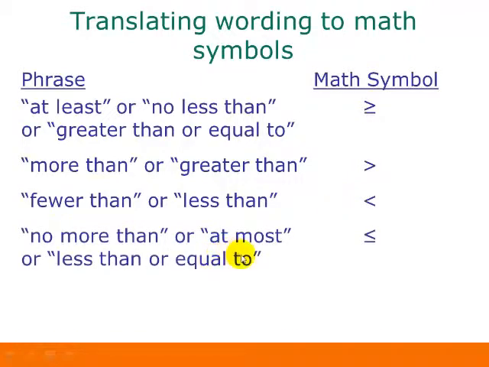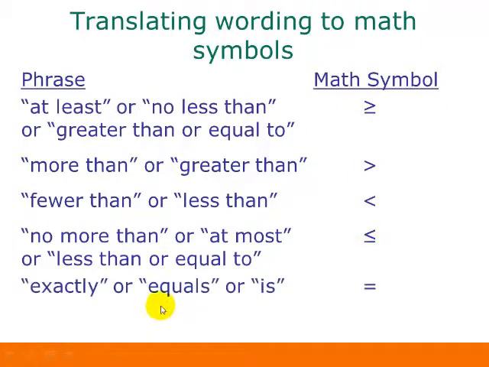No more than, at most, or less than or equal to translates into a less than or equal to sign, which means we are including the value. And exactly, you'll see this one a lot in these problems, exactly or equals or is translates into an equals sign, and that means we're dealing with one value only.